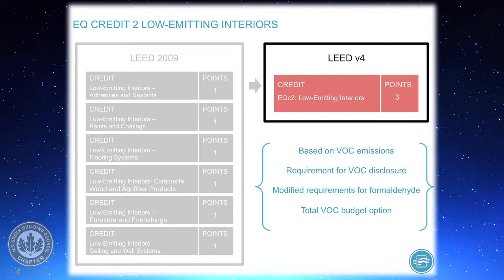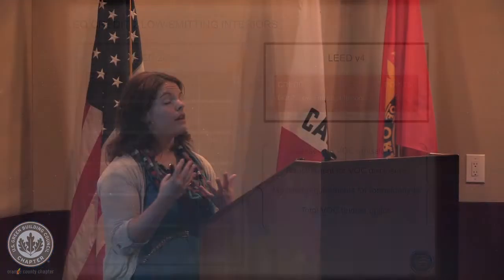Probably not. And so the way that this works, there are two options for the credit. One is a chamber testing method of the system. The other is a calculation method based on, you essentially get a total VOC budget for your space. And depending on what percent of the space comes in under that total VOC budget, you can earn up to 3 points for the credit.